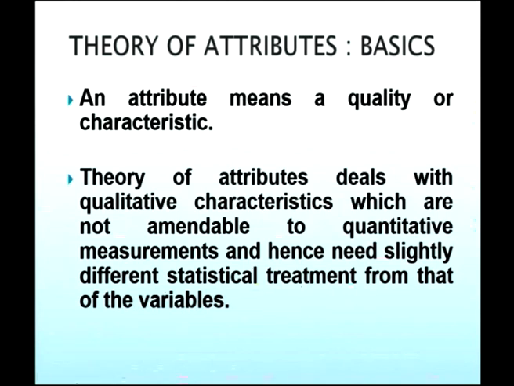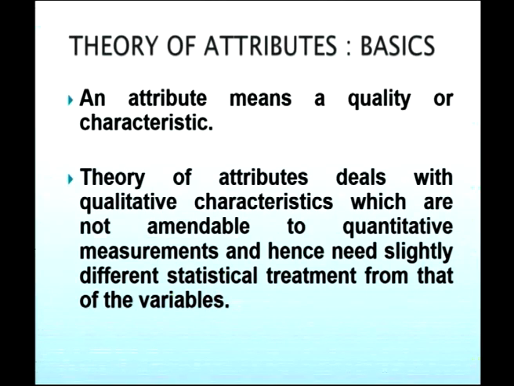What is actually meant by attribute? Attribute means a quality or a characteristic. So the theory of attributes deals with the qualitative characteristics which are not amenable to quantitative measurements. Attributes means qualitative, that is, it means the happiness, it means the playing, any kind of quality a person has. With that quality we cannot do the calculations, hence all the qualitative characteristics must be converted to quantitative measurements, then only we can do statistical measurements.